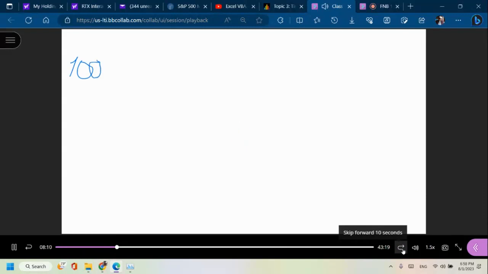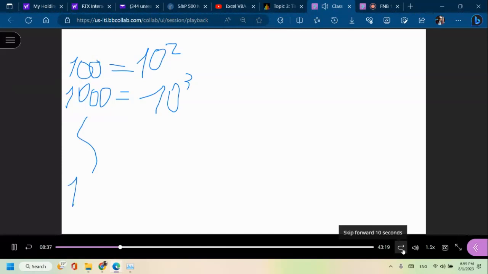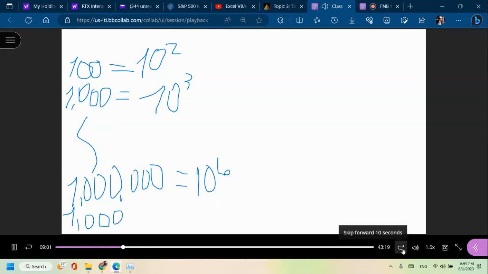This is 10 squared. And 1,000 is 10 to the third power. And if we keep going, we can do it like this. Even if it is 1 million, that is 10 to the sixth. And then what is 1 billion? 1 billion is 10 to the ninth, because 1 billion is 1,000 million, right?